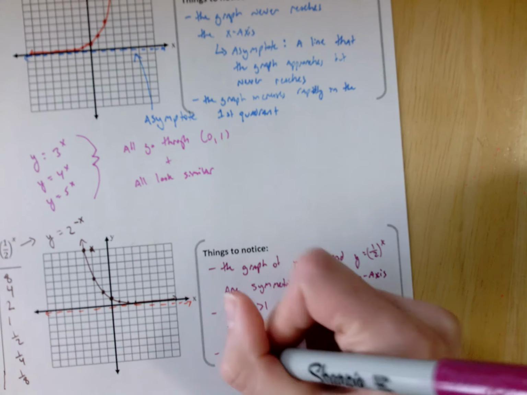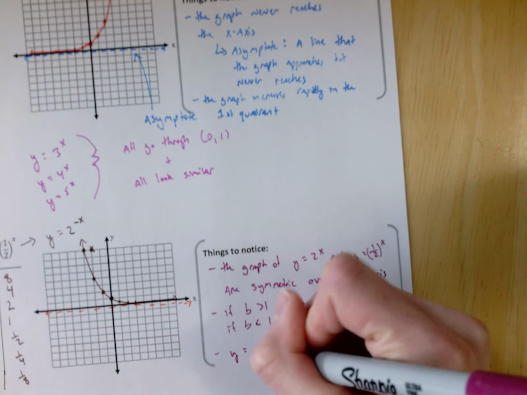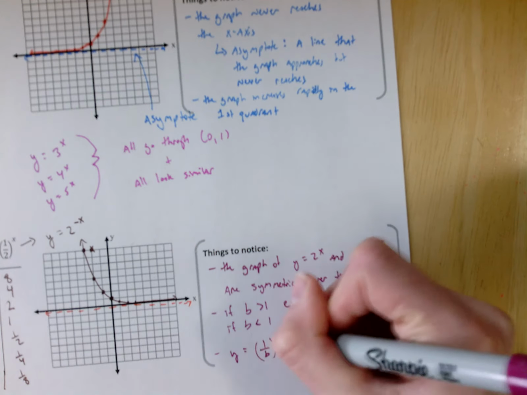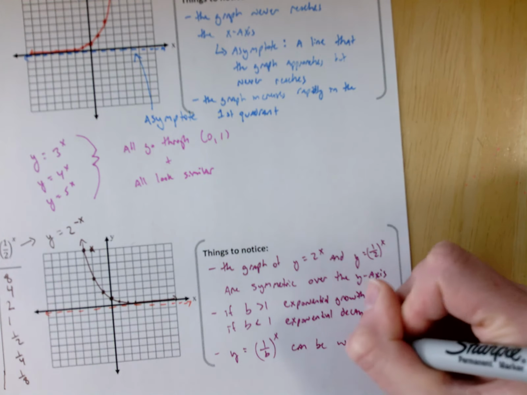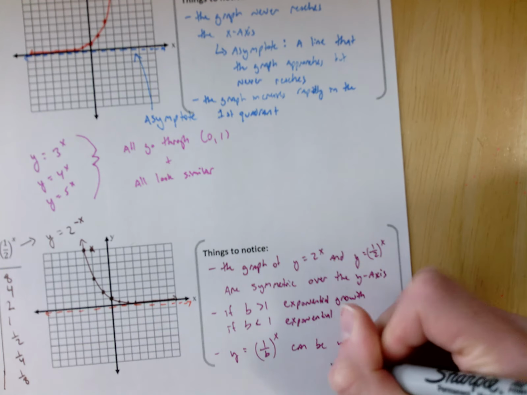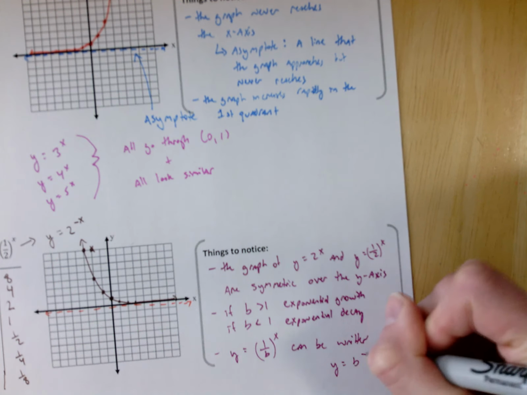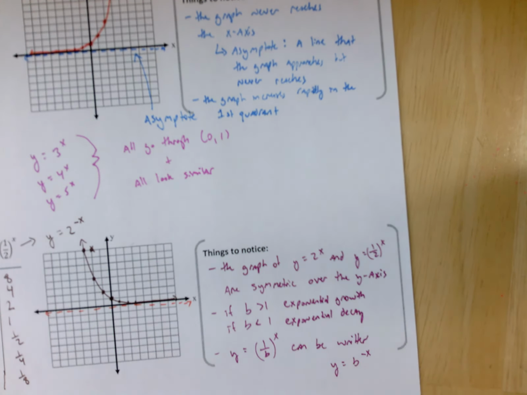Okay, and then last, I just want you to make sure that you note that anytime you have a function y equals 1 over b to the x, that can be written as y equals b to the negative x. Those are the same thing.